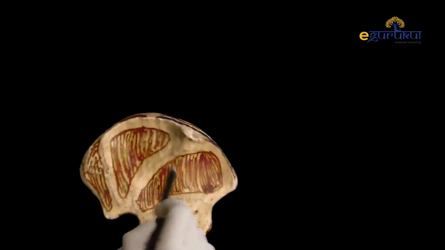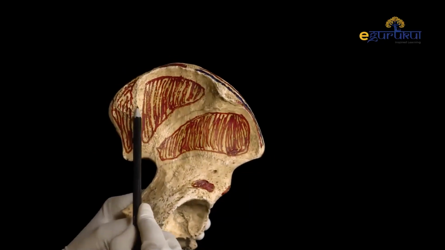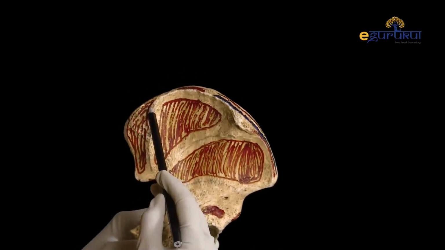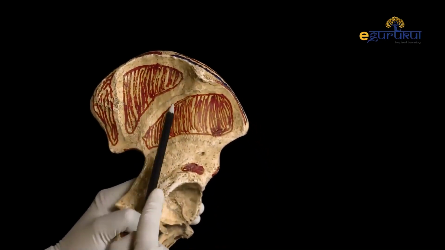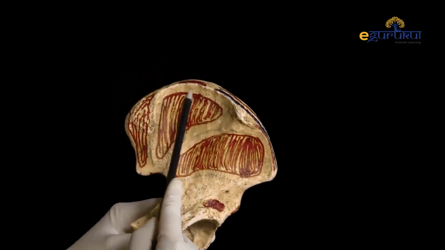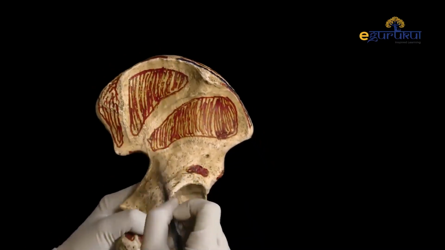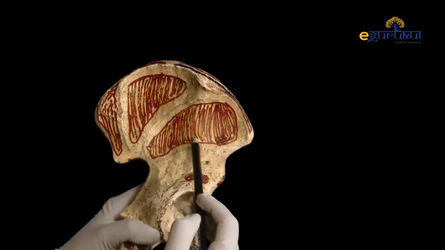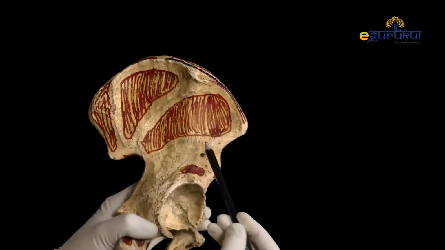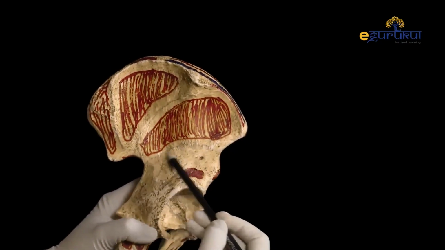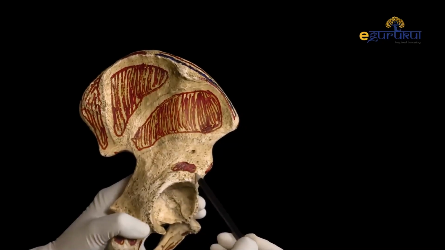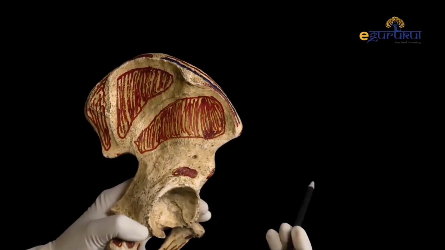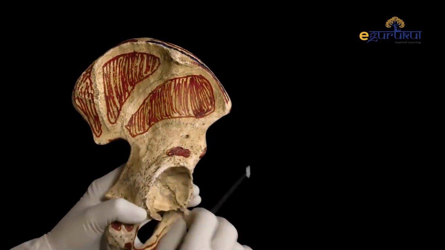Coming on to the gluteal surface, the portion behind the posterior gluteal line, as I told earlier, will provide attachment to the gluteus maximus. The area in between the posterior and the anterior gluteal line will provide attachment to gluteus medius. The area in between the inferior gluteal line and anterior gluteal line will provide attachment to gluteus minimus. And the portion inferior to the inferior gluteal line will provide attachment to the reflected head of rectus femoris muscle. Reflected head of rectus femoris. So these are the attachments on the gluteal surface.